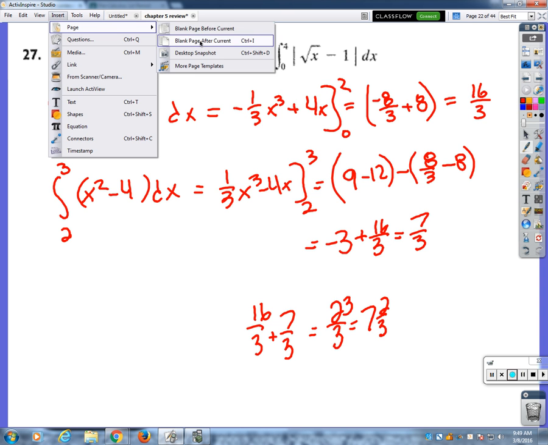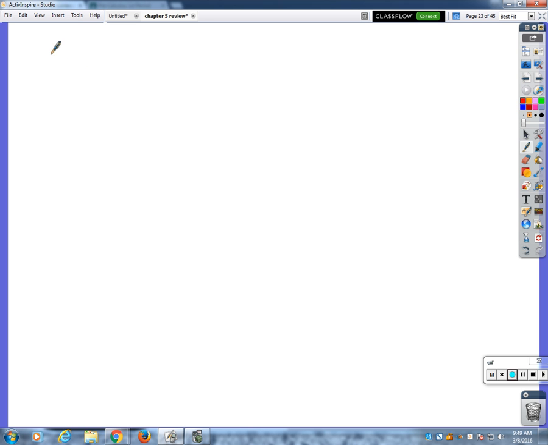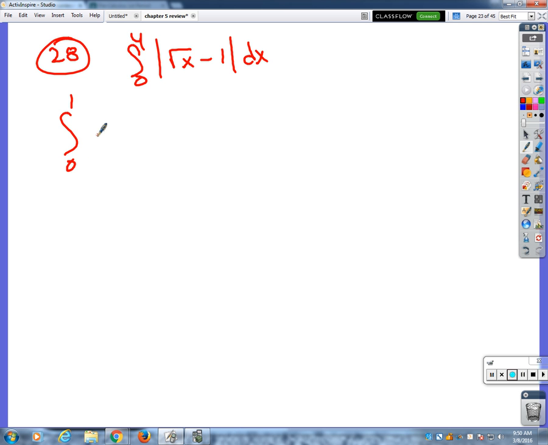So we're starting with the integral from 0 to 4 of the absolute value of square root of x minus 1 dx. So we're going to break that down into from 0 to 1 of 1 minus root x dx, and then we're also going to go from 1 to 4 of root x minus 1 dx. Try it again. Do some antiderivatives, plug in some numbers, see if you can get this one.